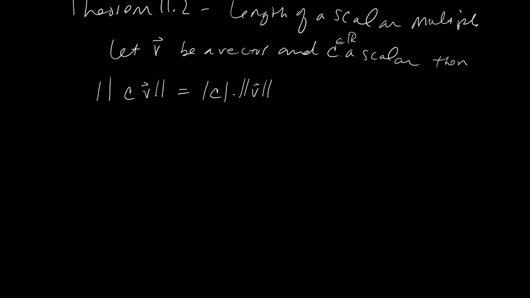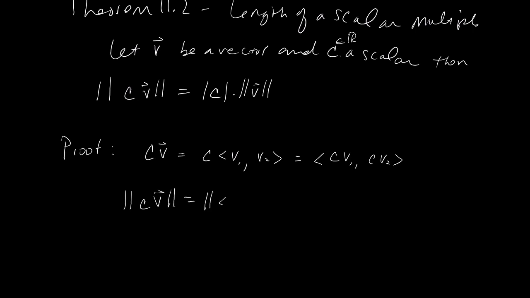So let's see why that is. Let's do a quick proof of that just so you can see it. So our proof here goes like this. cv, right? So I've got a scalar times my vector v. We know that that's equal to c times, in component form, v1, v2. And from our properties, we know that that can be written as cv1, cv2. Now let's find the magnitude of that.